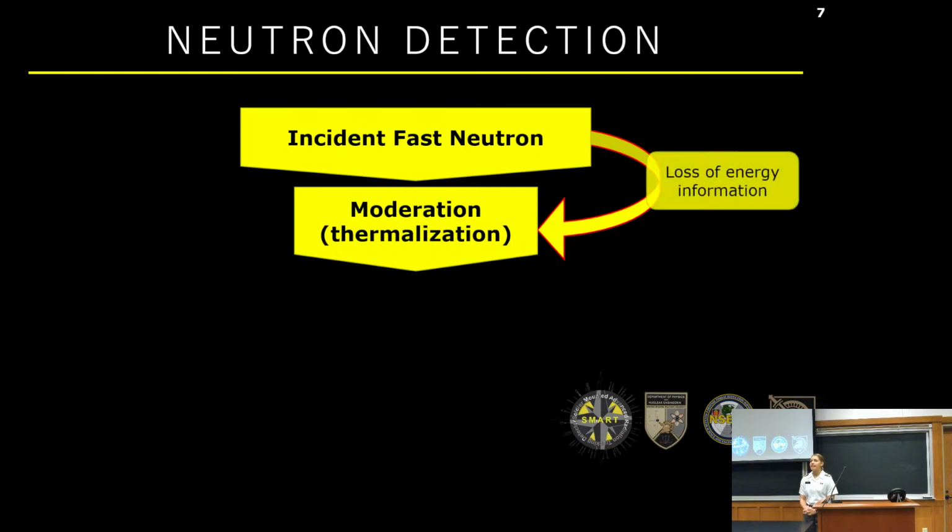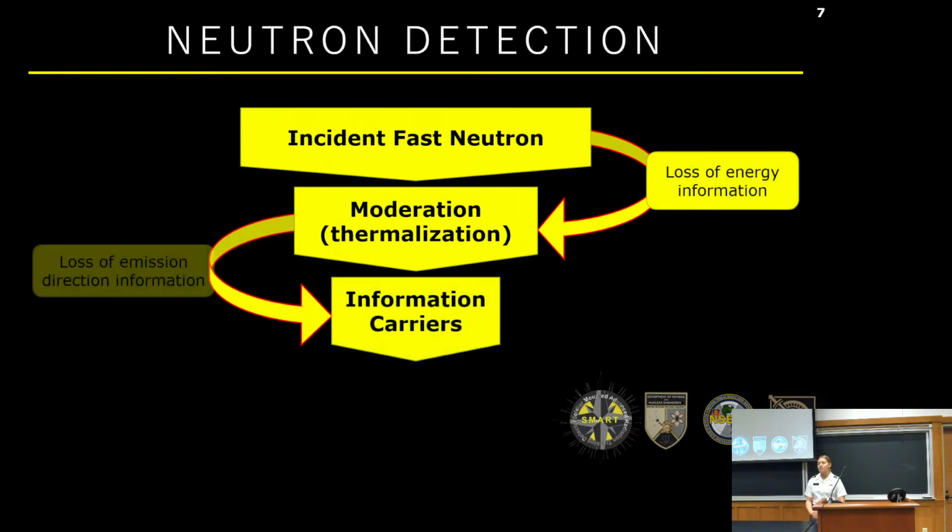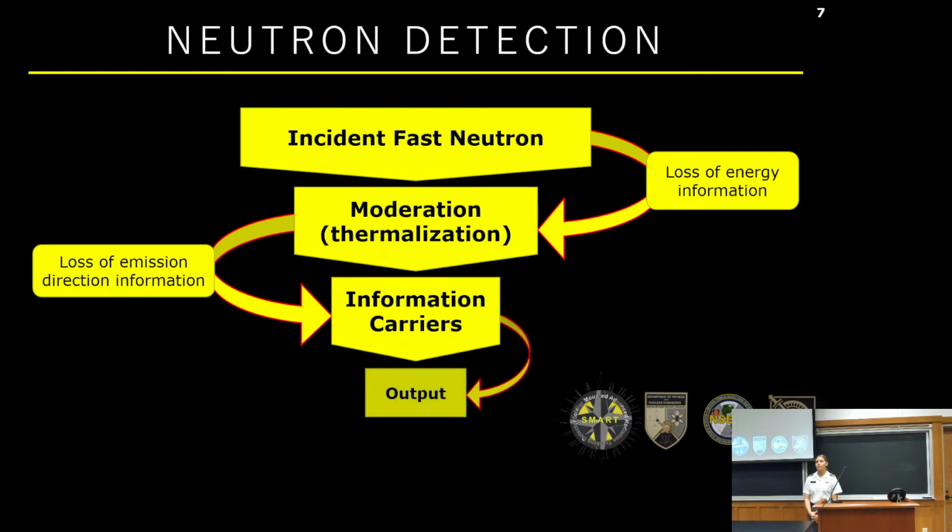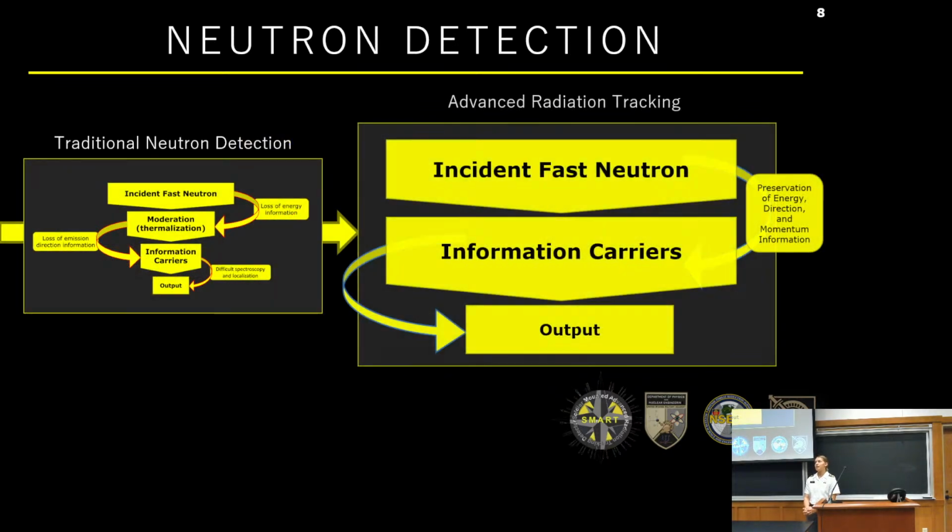So how do we detect fast neutrons? Traditional methods include taking the incident fast neutron, thermalizing it or slowing it down in order to get information carriers, which then give us an output. However, in this process, we lose critical information such as energy, direction, and momentum data, which also makes it very, very difficult to do spectroscopy and localize. So our group has coined the term advanced radiation tracking, which is the art of SMART. It takes the traditional method of fast neutron detection, and instead we go from an incident fast neutron directly to an information carrier to get an output. In doing so, we preserve the critical information such as energy, momentum, and directional data.